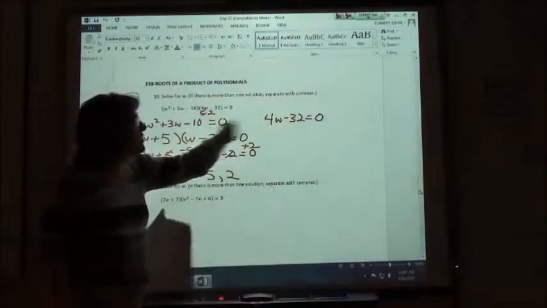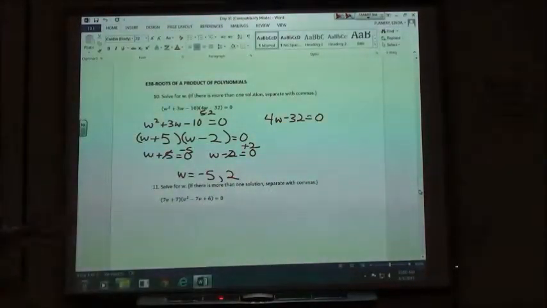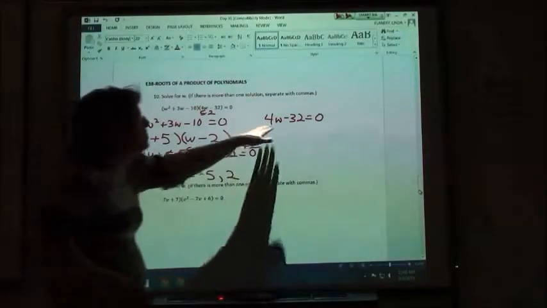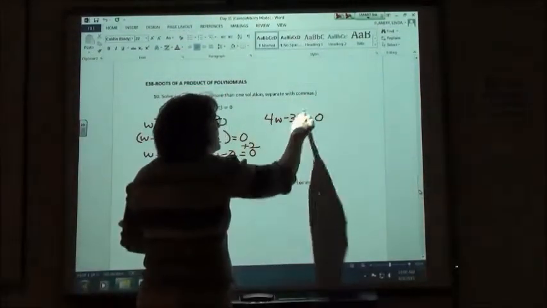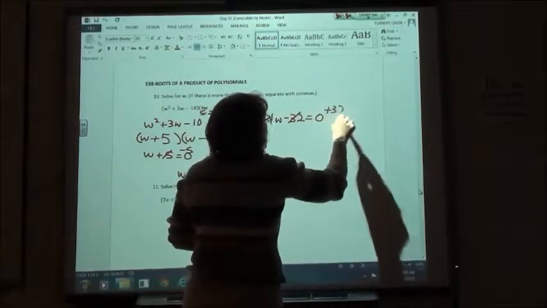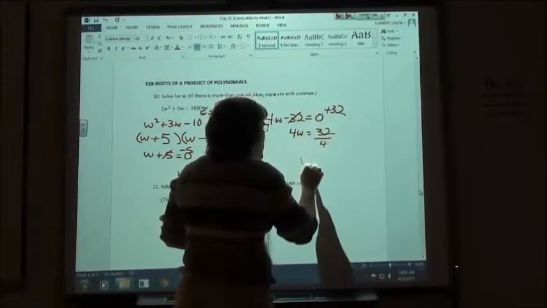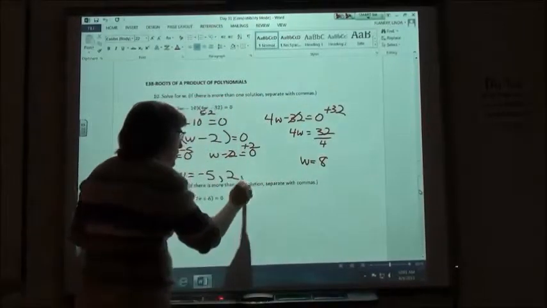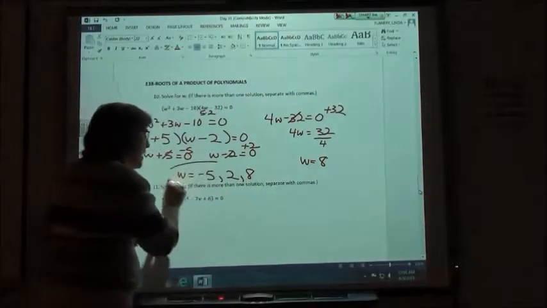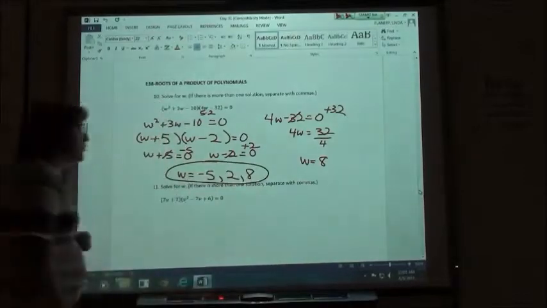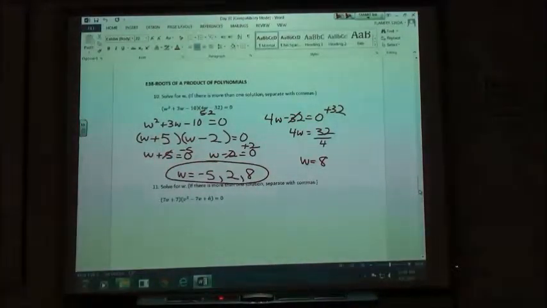We still have to solve this one, so we solve that one. That one's just a plain linear function. It doesn't have the squared term. We're going to move our 32 to the other side. For w equals 32 and divide by 4, so w equals 8. So we'll add that to our list. And so our roots, our solutions, negative 5, 2, and 8.